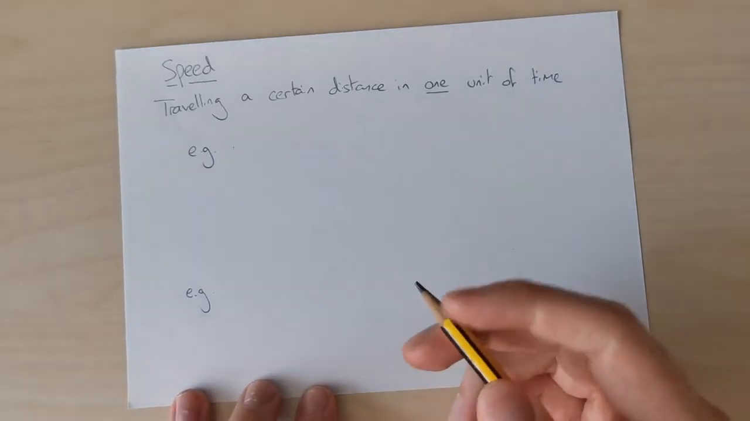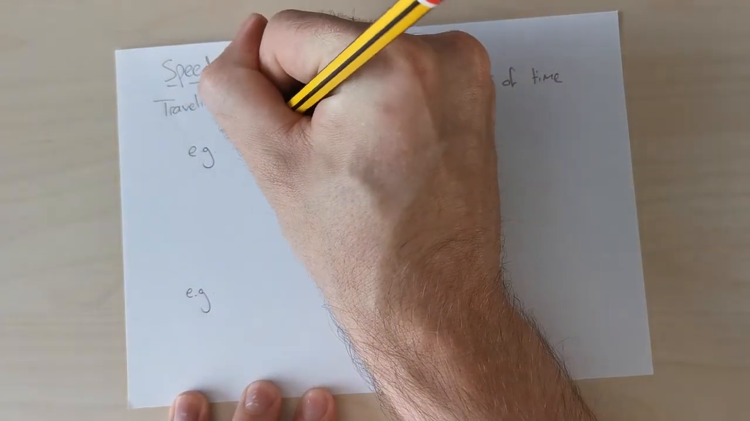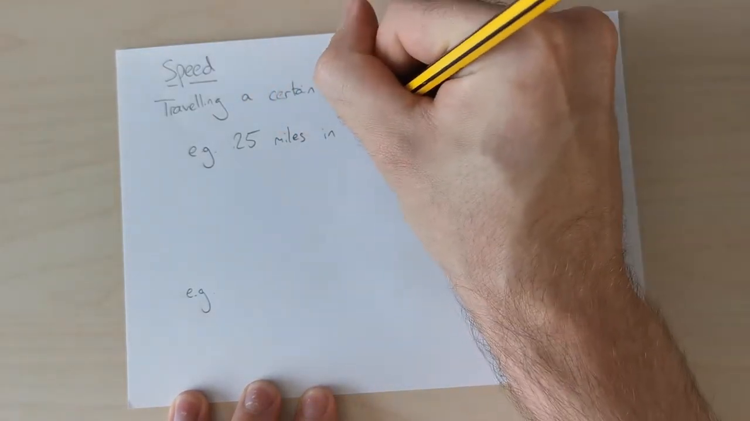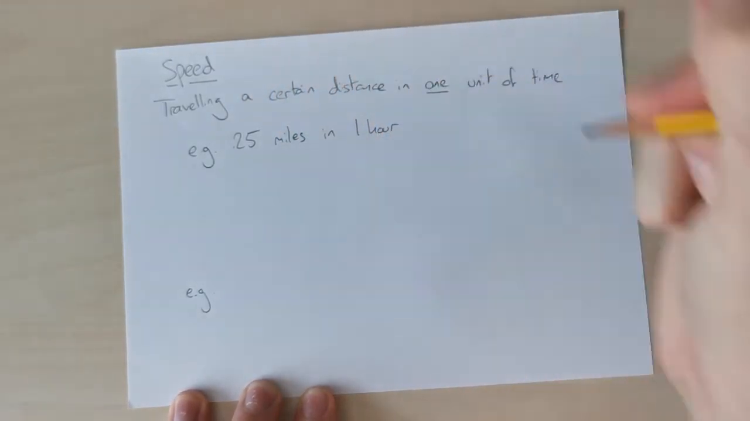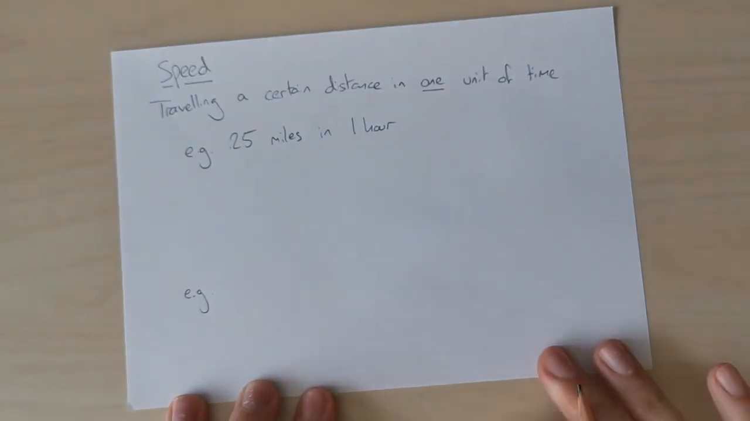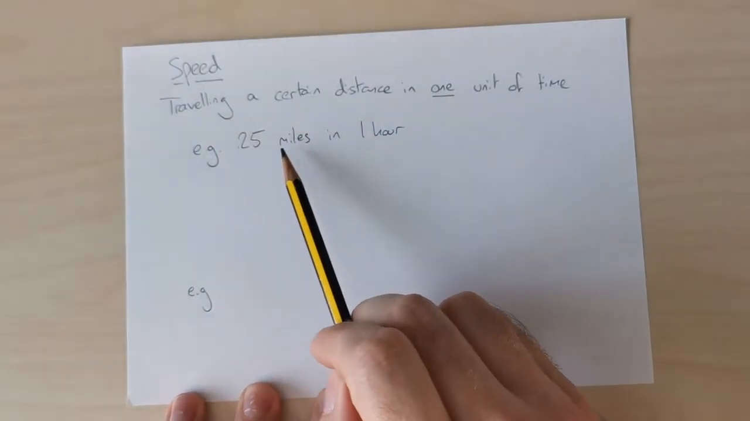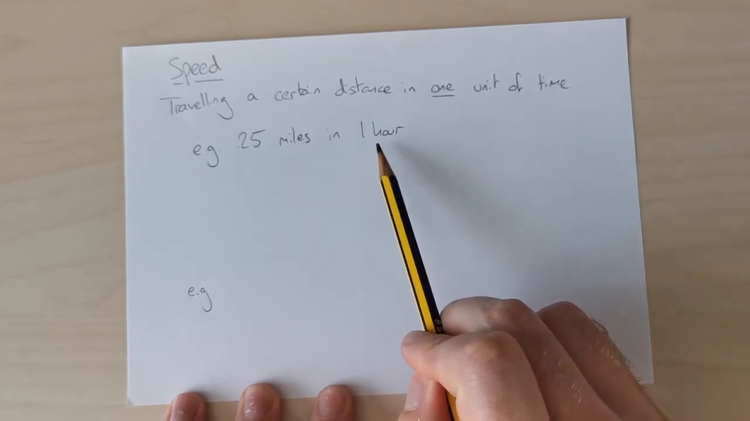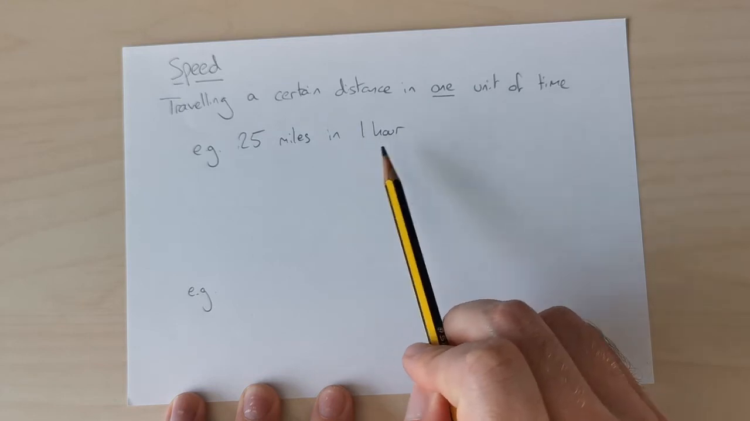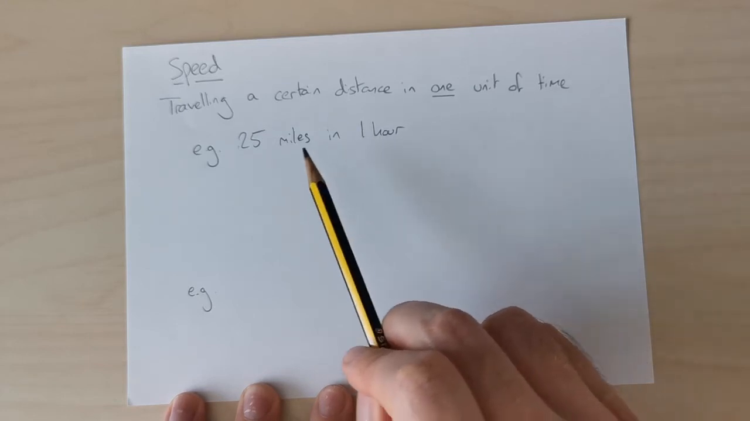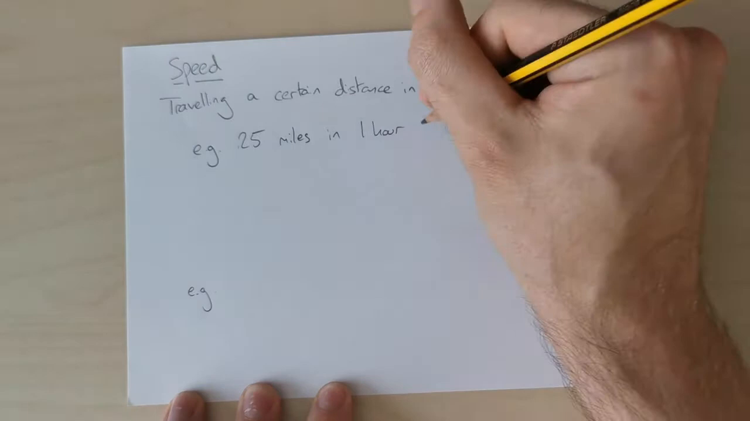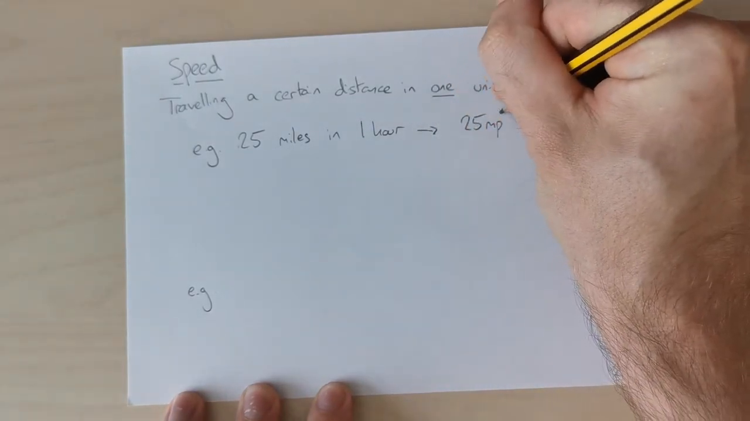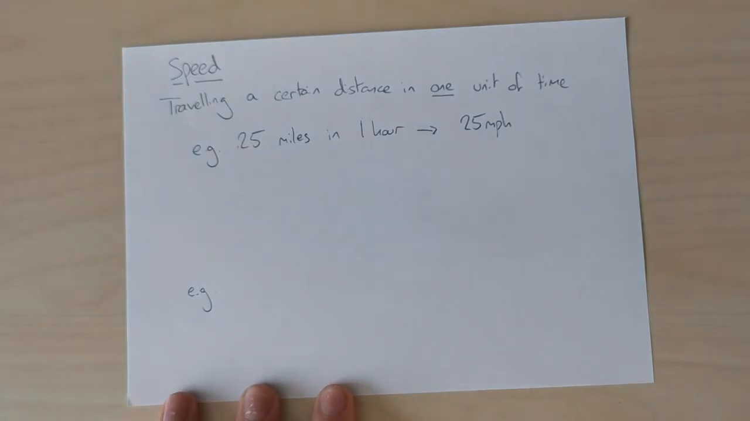So what I mean by that is, if we have a look at an example, we could travel 25 miles in 1 hour. So traveling a certain distance in 1 unit of time, our unit of time being hours, and 1 unit of time for hours would be 1 hour. If I travel 25 miles in 1 hour, what that would mean is I am travelling at an average speed of 25 miles per hour.